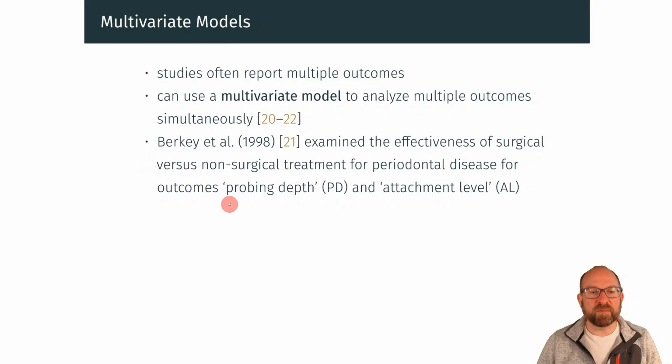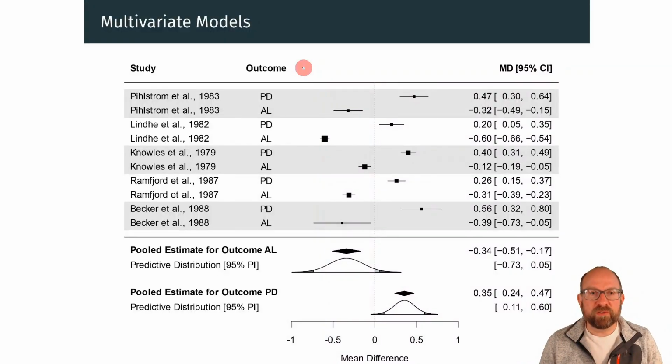And there are two outcomes that are typically reported in studies of this type, namely the so-called probing depth and the attachment level. Without going into further details about what these outcomes actually reflect, here you see the 5 studies that were included in this meta-analysis and the observed effect sizes for these two outcomes. And using a multivariate model, we can estimate the average effect for outcomes AL and PD, and we can also see how the amount of heterogeneity differs across these two outcomes using this type of visualization. So we see more heterogeneity for outcome AL.